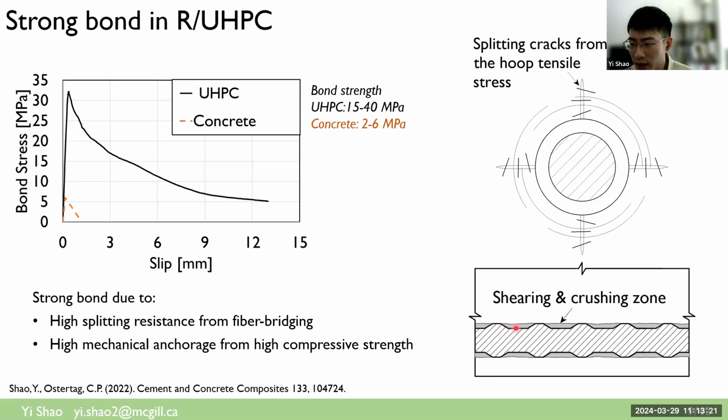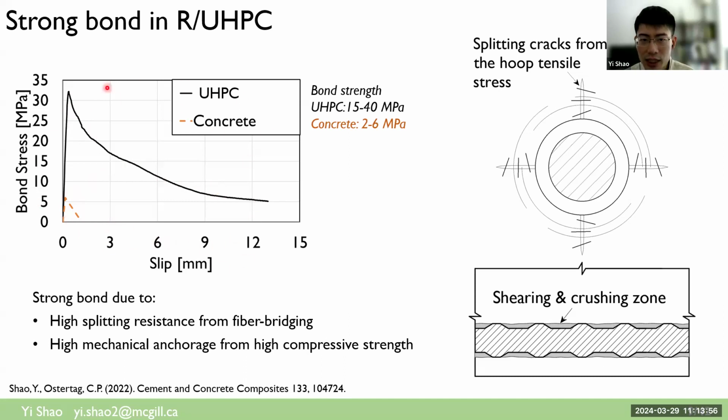And when the pullout failure is happening, then the high compressive strength of the dense matrix will increase the mechanical anchorage between the steel rebar and the UHPC matrix. So because of the high splitting resistance from fiber bridging and high mechanical anchorage from the high compressive strength, if we look at the bond stress versus bond slip curve, we'll find out that UHPC shows much higher bond strength as well as bond toughness when compared to conventional concrete.